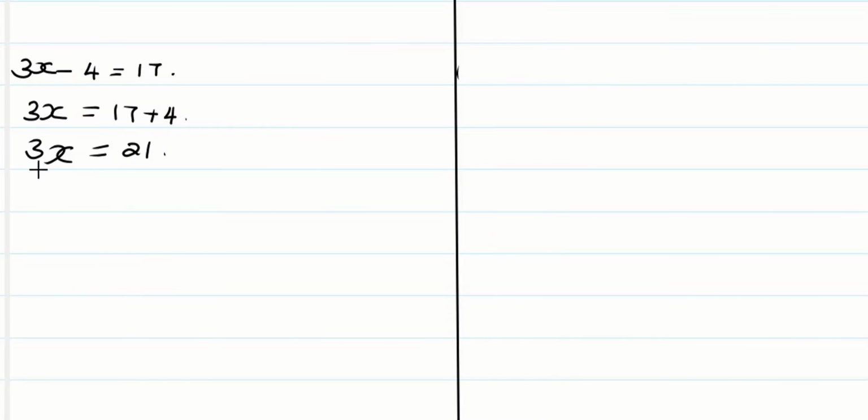And then to get x, I divide both sides by 3. So x becomes 3 divided by 3 is 1. So x is equal to 21 divided by 3, which is 7. Like that.